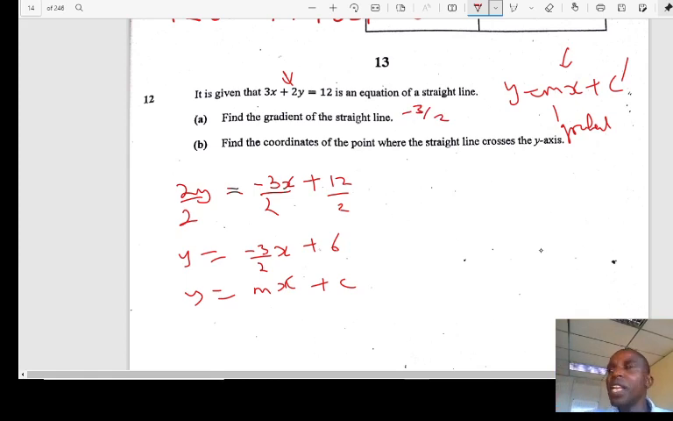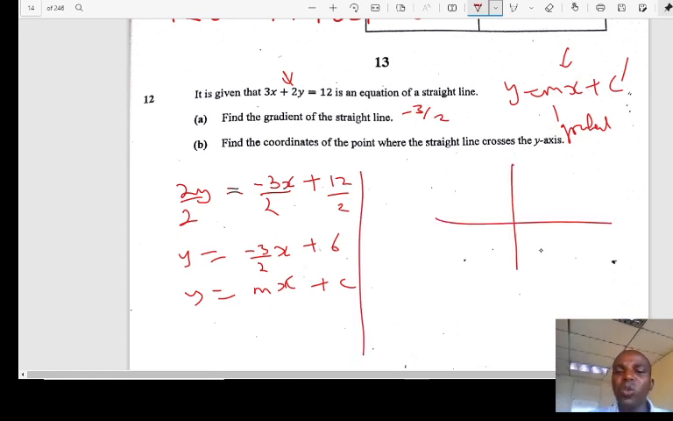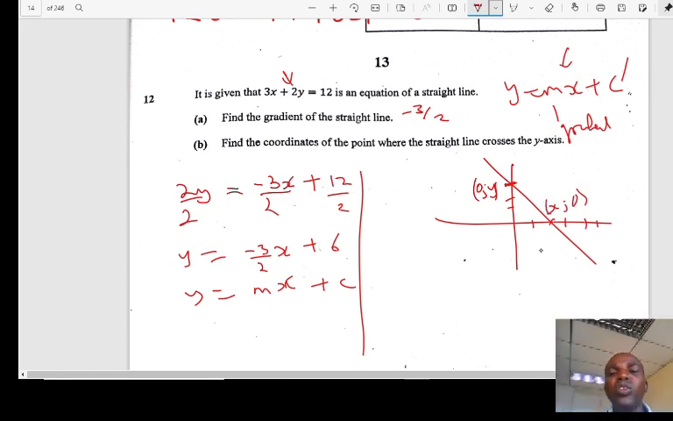That's the gradient done. Then b, find the coordinates of the point where the straight line crosses the y-axis. Y-axis, take note of this. This one is my line here. Along the y-axis, at any point on the y-axis, the value of x is 0. And the value of y will have to be found. Then along the x-axis, at any point on the x-axis, the value of y is 0. So this one is crossing the y-axis, so it means you just have to put x as 0. So you put x as 0 in our equation, 3x plus 2y is equal to 12. Then you find the value of y.